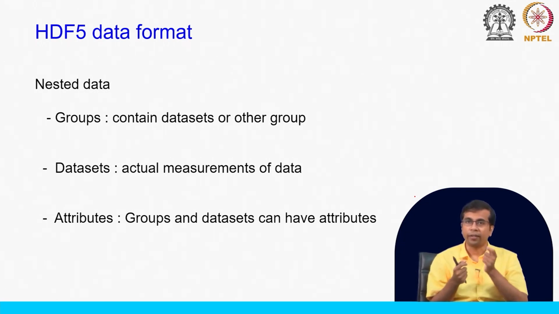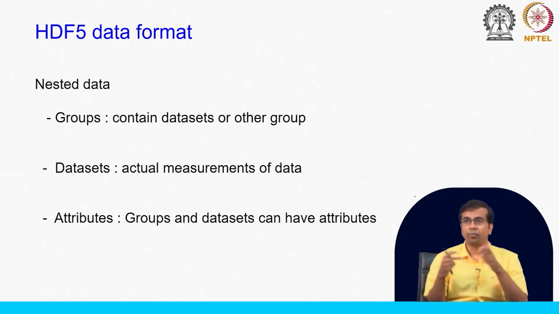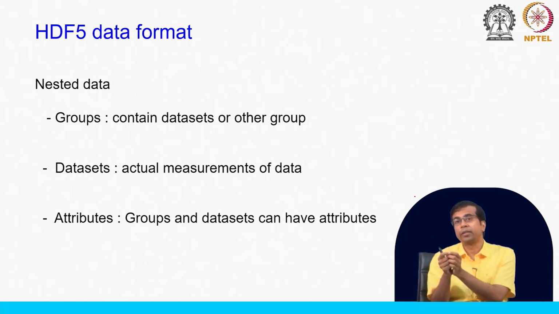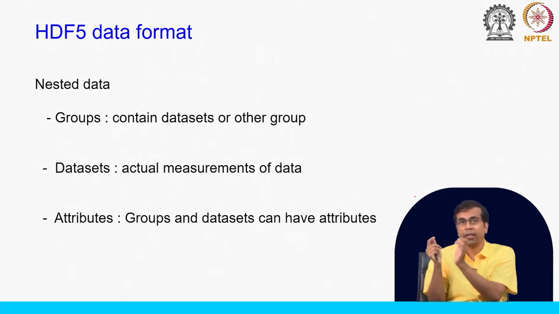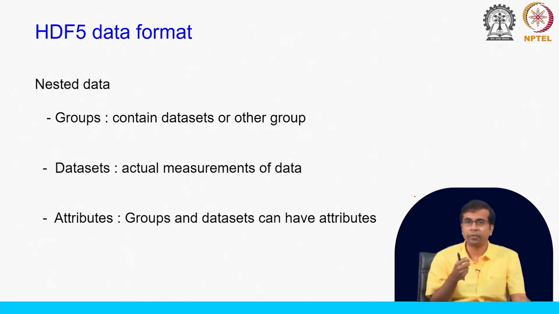The data sets are the actual data. For comparison with the Windows file system, these are the files, the actual measurements. And then attributes are like features. For each of these data sets or groups, you can add features saying, this data set was collected for this condition, and that data set was collected for that condition. For a group of data sets, you can say this group of data was collected from this location perhaps. So, as you can see, you can store very complex data sets along with the metadata, and this is a data format that is widely used.